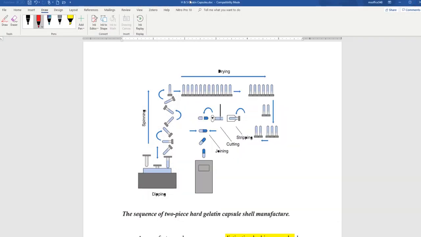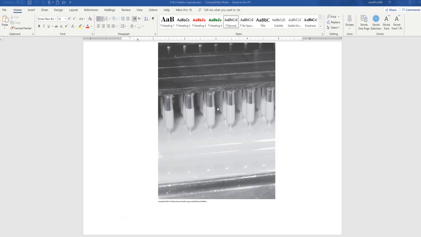Okay, now of course after drying there will be the removing or stripping, and then trimming or cutting to the appropriate size, and then joining in a pre-locked position. Look at this photo. You see the pen or peg which is already taken out from the melted gelatin preparation. Please notice here how it's dripping.